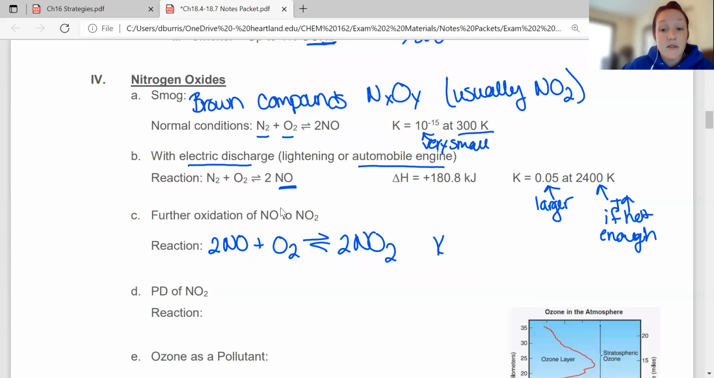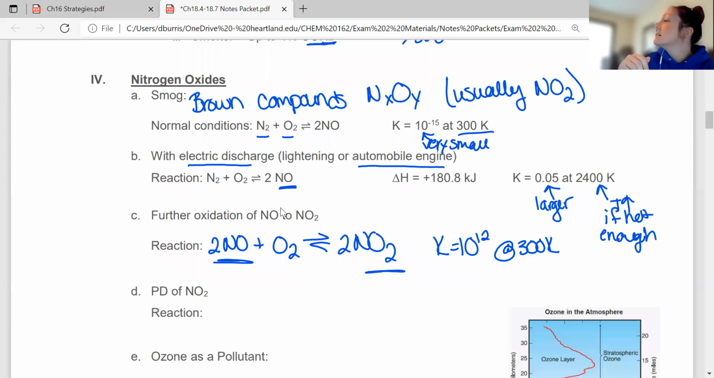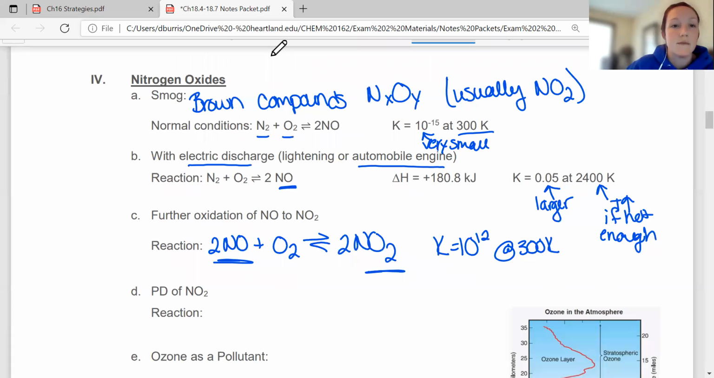Okay, this K value is 10 to the 12th, which is huge. And that's at 300 Kelvin. Like that's at a normal temperature. So if I have a whole bunch of this, this reaction is definitely going to happen, and I'm going to make a bunch of NO2. So this reaction is very likely to happen. These are all based on your K value. So we have to understand what K value is in order to determine, guys, if a reaction is actually going to occur or not. Okay, hang on.